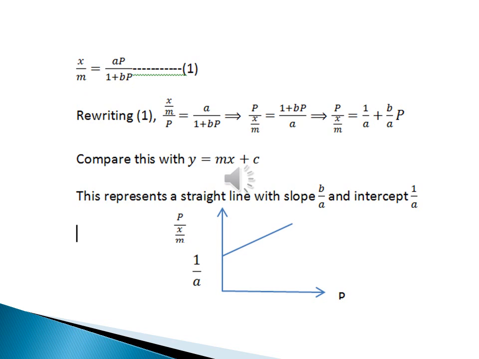y is equal to mx plus c is a line which doesn't pass through the origin, but it will have an intercept equal to 1 by A, which is where I got the intercept 1 by A. Instead of c I have 1 by A, and instead of m I have B by A. So the slope of that line will be B by A and its intercept will be 1 by A.